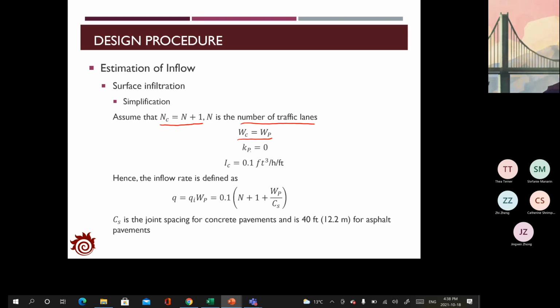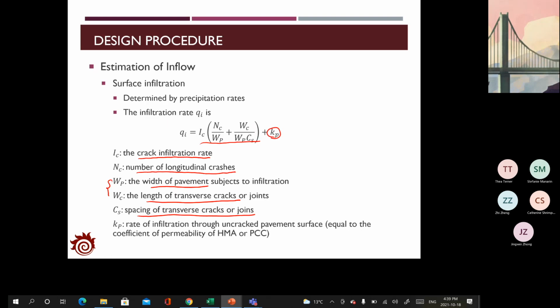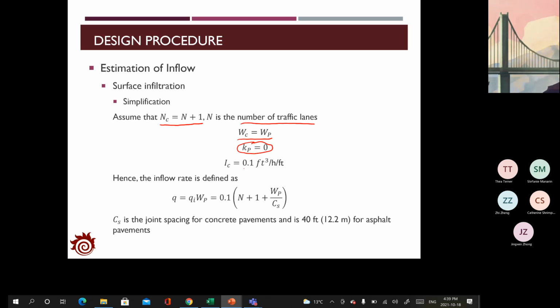And as I just mentioned previously, in this simplification, we assume that the infiltration from the pavement structure is very small, and then we're going to ignore it. And then usually for the IC, that will be the crack infiltration rate. In the simplification, we can assume this is a constant value, that is 0.1 cubic feet per hour per feet.